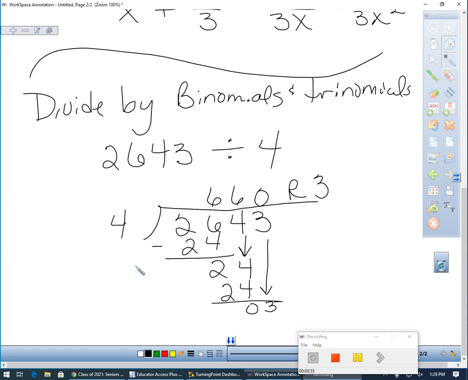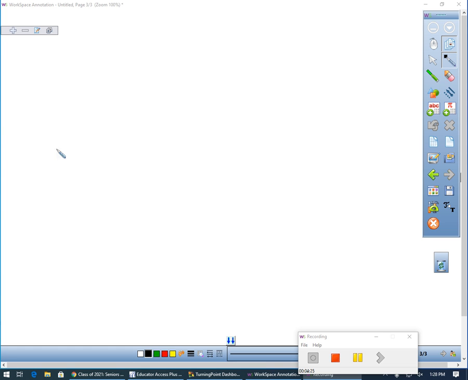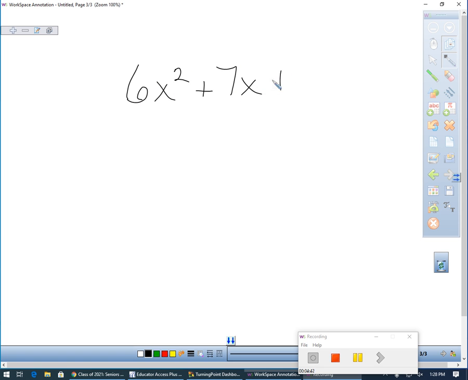All right. So, here we go. When we are dividing, you're going to put your big polynomial under the house, as you guys called it. And what we're dividing by, the binomial, is going to go outside. So, my first example, I'm going to start with 6x squared plus 7x plus 2. And I would like to divide by 2x plus 1.